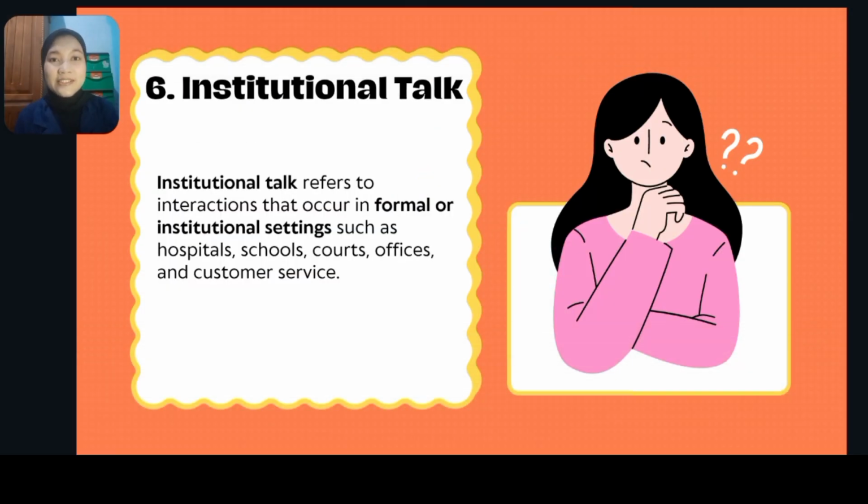And the last principle is institutional talk. Institutional talk refers to interactions that occur in formal or institutional settings, such as hospitals, schools, courts, offices, and customer service.